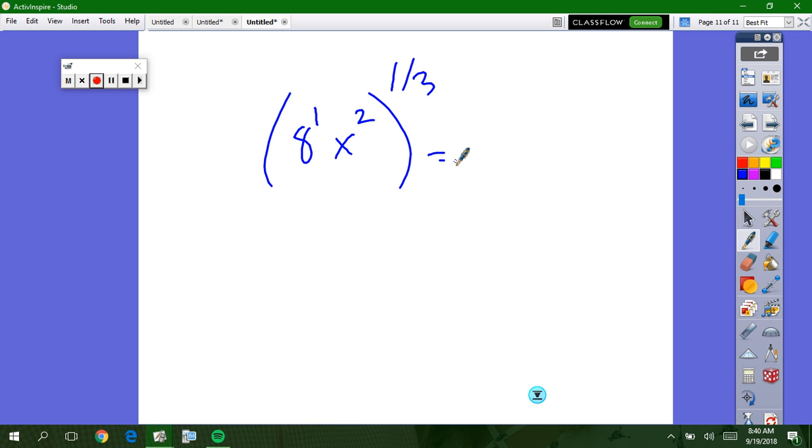Anybody help me on what you do to a power to a power? Multiply, so I go 1 times a third and 2 times a third. Can I simplify either of those? Can I simplify this, gentlemen? What is 8 to the third? 2. Okay?